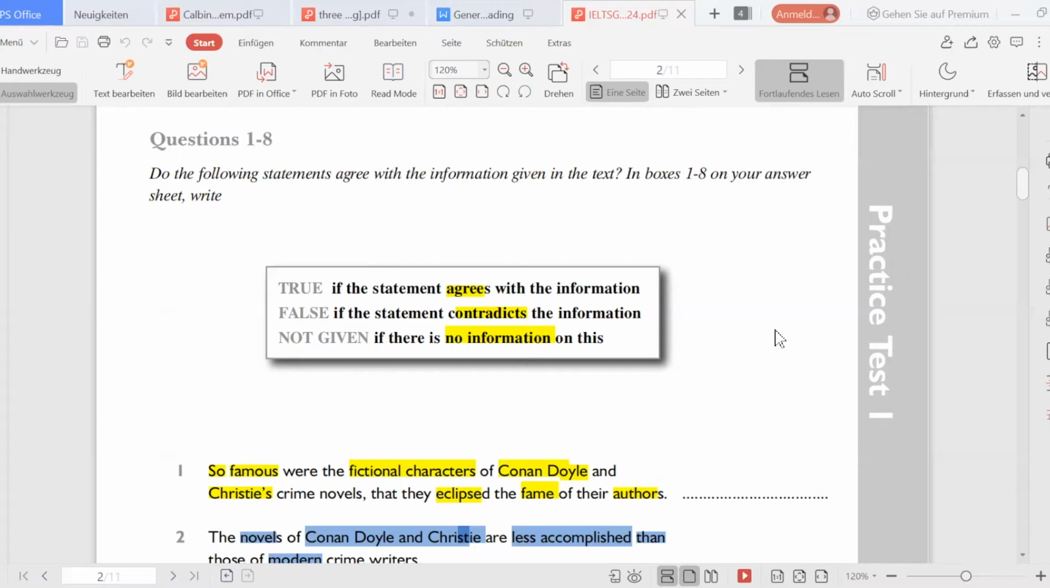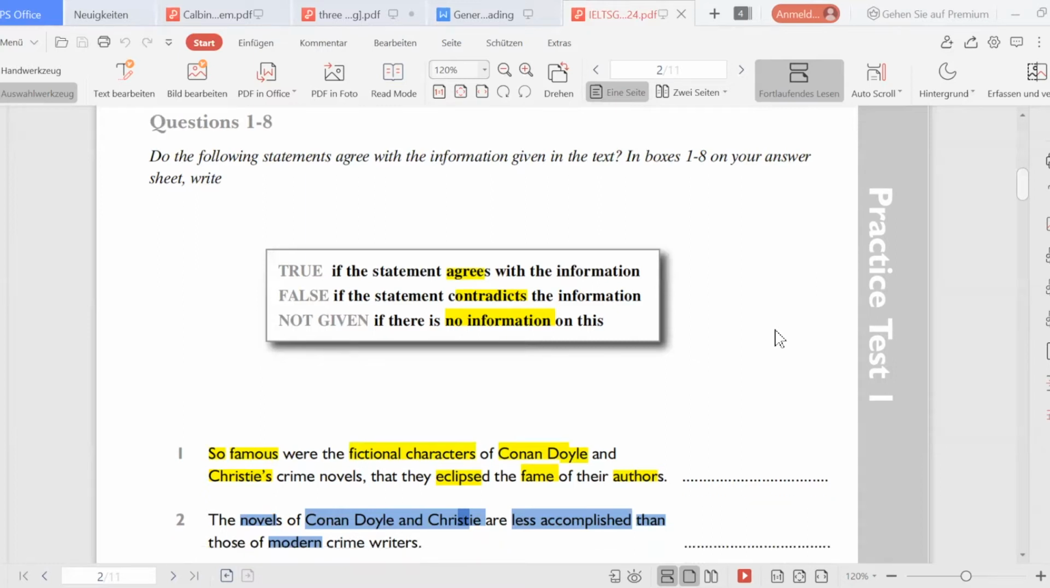Not given. So with not given questions, you have to be very careful because you've got a few keywords in the question that you're likely to see in the text. However, and this is the main point, the main idea in the question is not expressed in the text. The main idea is not expressed in the text, all right? So do not jump to conclusions and say, oh, I see a few keywords, so the answer is in the text. It's not. You really want to make sure that the main idea is in the text, and that's what we're going to take a look at today.